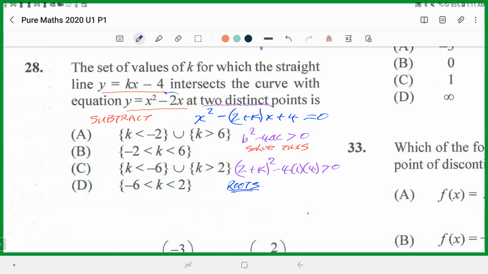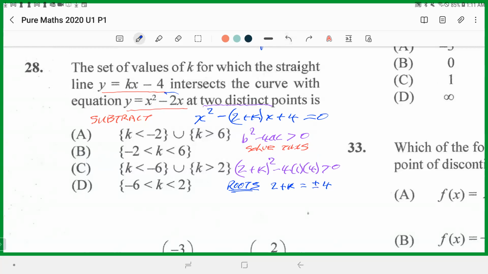Root of this inequality for the sketch and property is equals 0. So what will happen? If this is 16, you will get 2 plus k equals plus or minus 4. When you carry this one, it becomes 16, and then you square root it, then you get plus or minus 4.